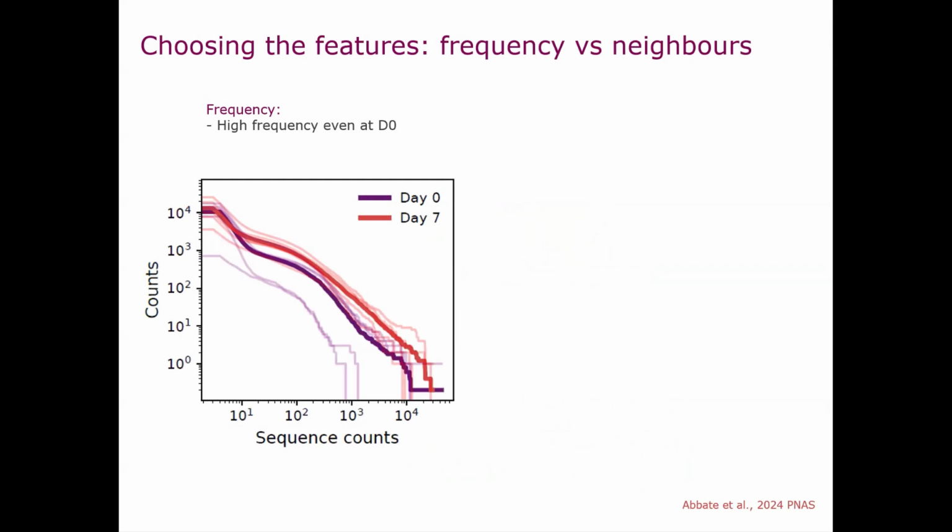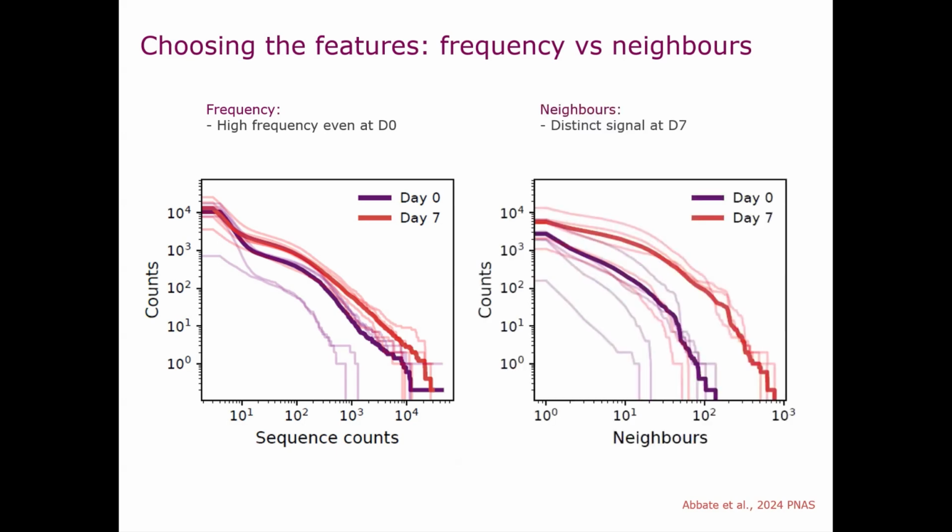really a little. For the distribution of the number of neighbors, we can see here that there is a clear shift at day 7, which is considered the peak of the infection. And so it was kind of natural for us to put a threshold somewhere here and look into the sequences that are above the threshold to check whether there were some potential antigen-specific sequences.